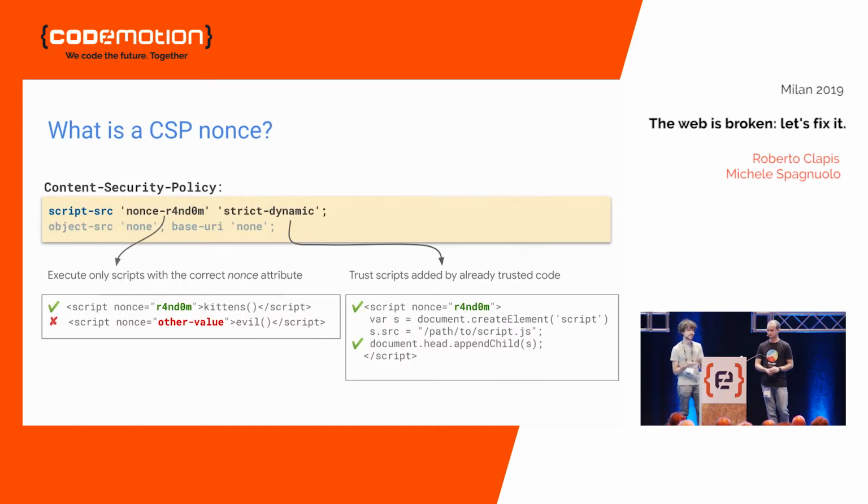So what is a CSP nonce? A CSP nonce is very similar to a cross-site request forgery token, which I will talk about in a bit. Right. So it is a unique number. You usually put it in a base64 encoded way that is unique per response. It goes into a HTTP response header, in the script-src. So you do script-src 'nonce-random'.